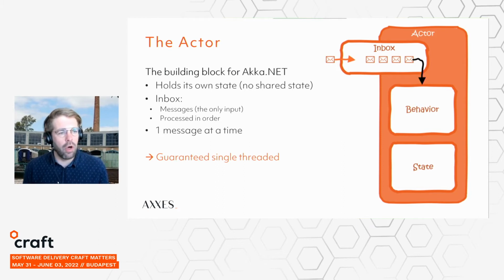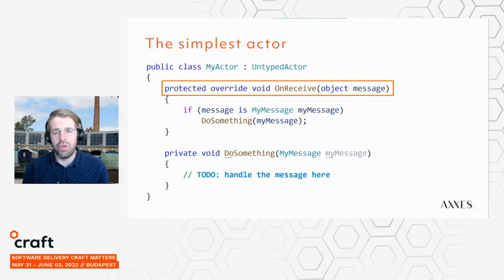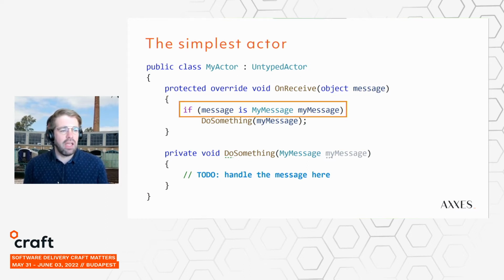So if you would do that in code, it looks something like this. This is the simplest one that you could possibly make. You inherit from UntypedActor, and every message that is sent to the inbox of this actor is going to hit the OnReceive method. And then you can check what type of message you're getting and decide to handle that in just some functions that you write as you would in any other .NET class.